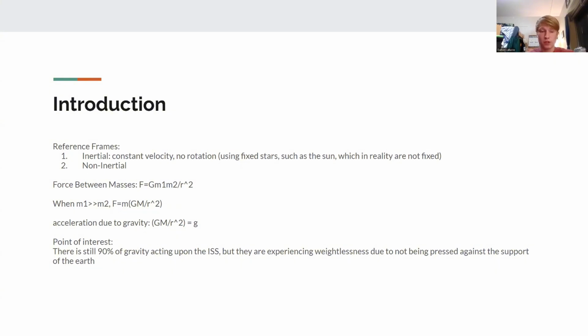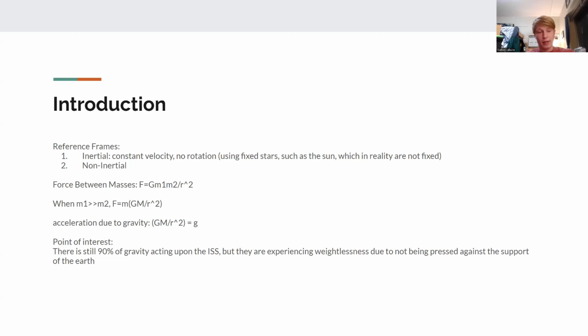So when it comes to reference frames, there were two reference frames that I learned about, inertial and non-inertial. The one that I focused mostly on was inertial, which means that there was constant velocity or no rotation. So using like a fixed star such as the sun, even though in reality that sun is orbiting the galaxy and other stars are orbiting the galaxies and it's all moving, using that as a reference frame, like the Earth is only rotating around the sun.